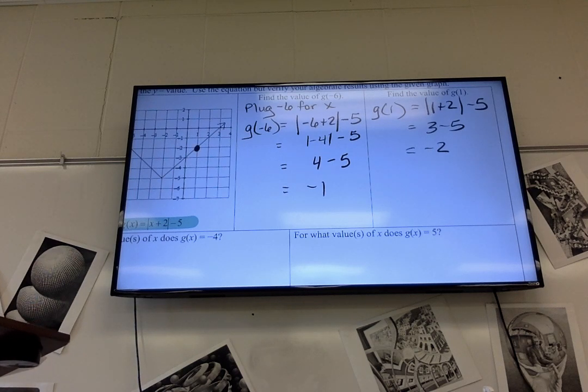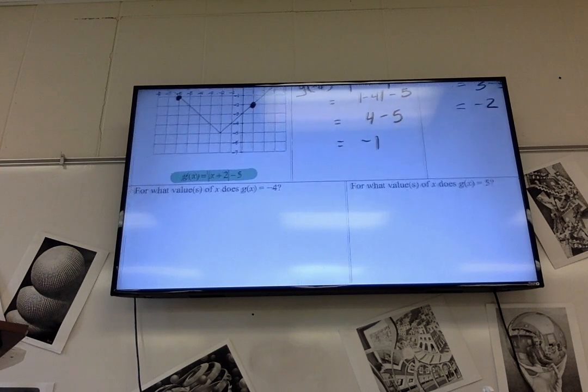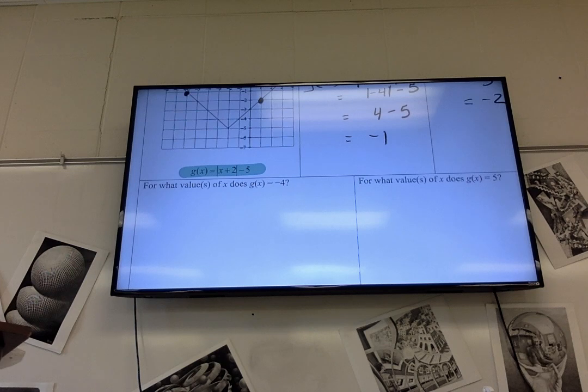Okay, so for the next two, it is giving us what g of x equals and wanting us to find the y or the y's. So for these, we would take that absolute value of x plus 2 minus 5 and set it equal to negative 4.